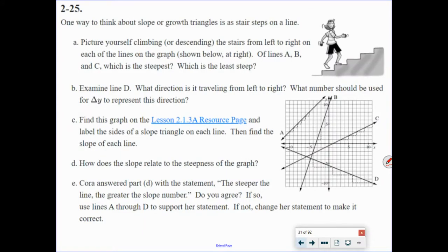Letter D, how does the slope relate to the steepness of a graph? So how does a slope tell you about the steepness? And actually, we're going to combine that with letter E. Cora answered part D with the statement, the steeper the line, the greater the slope number. Do you agree? If so, use lines A through D to support her statement. If not, change your statement to make it correct.